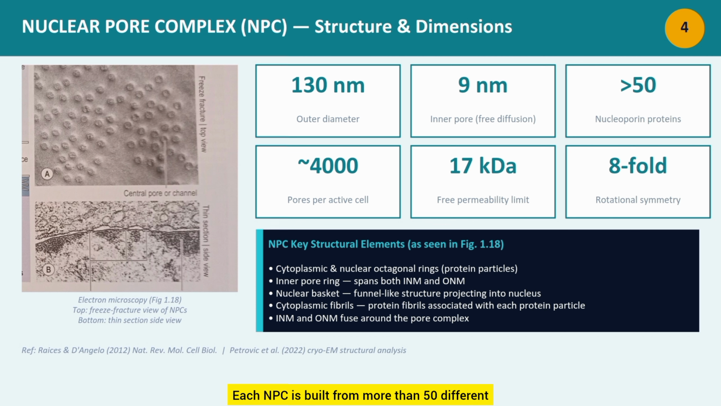Each NPC is built from more than 50 different proteins called nucleoporins, or NUPs. That is an enormous number of proteins for a single structure. An actively transcribing cell can contain up to 4,000 nuclear pore complexes in its nuclear envelope. Think about that. 4,000 of these giant machines, all working simultaneously. And structurally, the NPC has beautiful eightfold rotational symmetry. It is shaped like an octagon when viewed from above, which is exactly what you see in the electron micrograph.